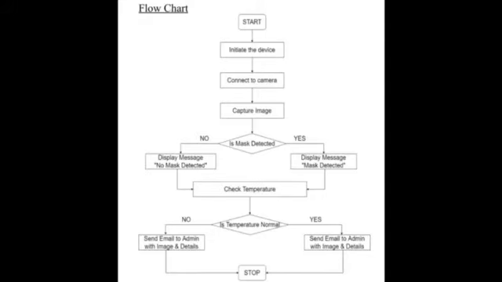Flowchart. The flowchart starts here. First, initiate the device. Initiate the Raspberry Pi, to which the camera is integrated, which will capture the image. After capturing the image, it checks whether a mask is detected. If yes, display the message mask detected. If no, display the message no mask detected.